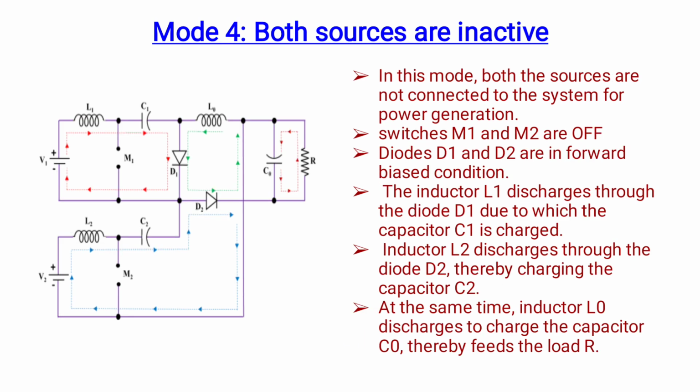The last mode is both sources are inactive. In this mode, both the sources are not connected to the system for power generation. Thus, switches M1 and M2 are off. Diodes D1 and D2 are in forward biased condition. The inductor L1 discharges through the diode D1, due to which the capacitor C1 is charged. The inductor L2 discharges through the diode D2, thereby charging the capacitor C2. At the same time, inductor L0 discharges to charge the capacitor C0, thereby feeds the load R.